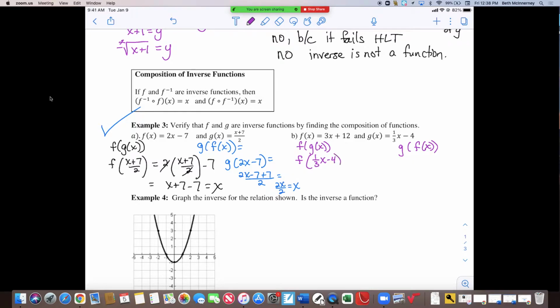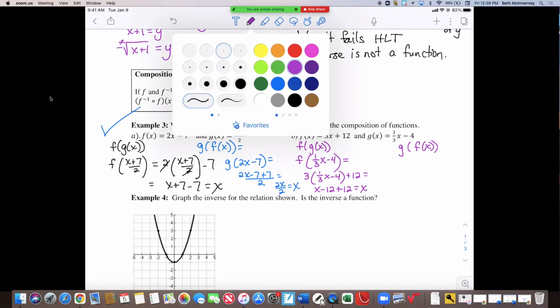All right, I'm going to go ahead and start the one on the left. If I want f of g of x, that's f of (1/3 x minus 4). So now I go to the f function, and f says multiply 3 times the input plus 12. Okay, 3 times the input plus 12. When I distribute the 3, I get x minus 12 plus 12, which is x. That's perfect. That's what I wanted.